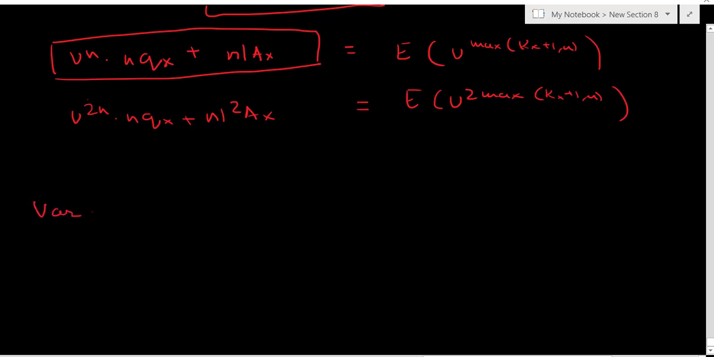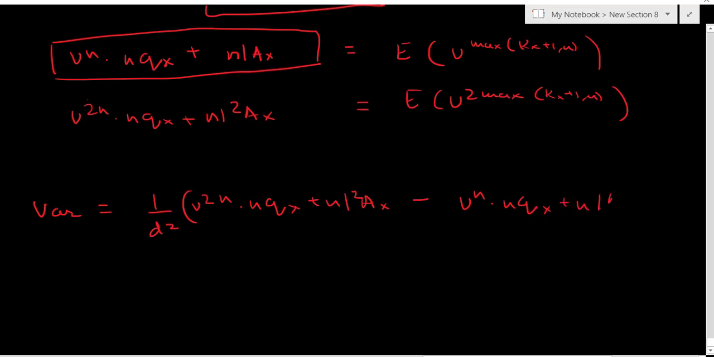So our final answer for the variance is basically equal to 1 over d squared into v^(2n) into n q_x plus n deferred 2a_x minus this thing squared. So I've got v^n into n q_x plus n deferred a_x, and this whole thing squared up, and this is my final answer for the variance of the expected present value of a guaranteed annuity that's guaranteed for n years to a life aged x, payable in advance. Okay, so this is your answer.